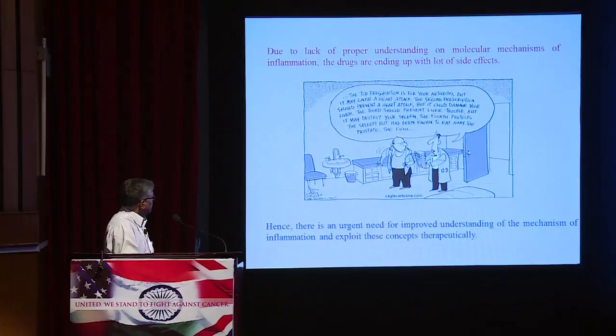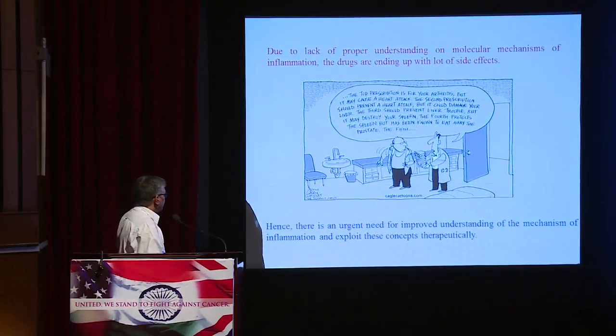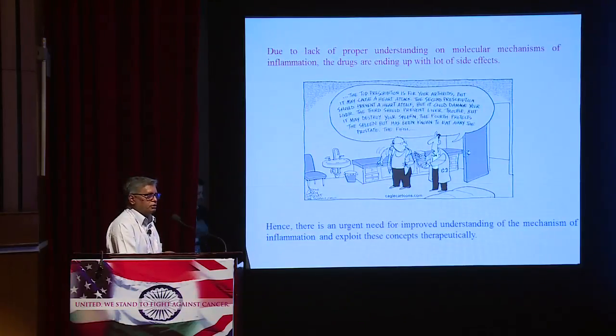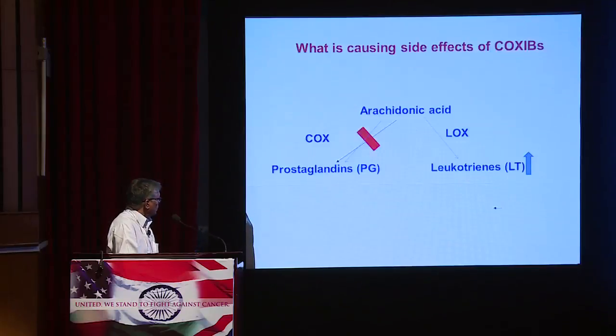And of course, this cartoon will tell you the story. If you go to the doctor with an arthritis problem, he will put you on COXIBs, and they may cause a heart attack. A second prescription is to prevent the heart attack. And if you take that tablet, it may damage your liver. So the third is for protecting the liver. So this discovery of anti-inflammatory drugs without side effects is a major challenge.